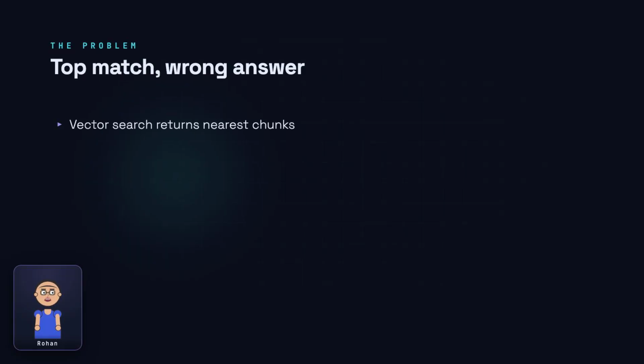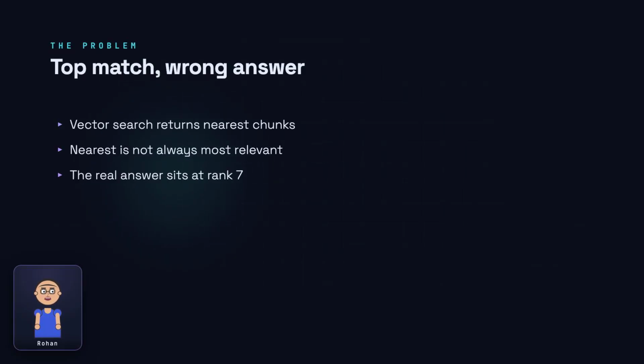A vector search returns the chunks whose embeddings sit closest to your question. But close in embedding space doesn't guarantee it truly answers the question. Often the chunk you actually need is sitting further down the list at rank 7, ignored.